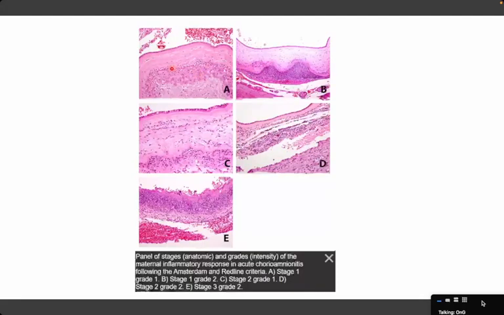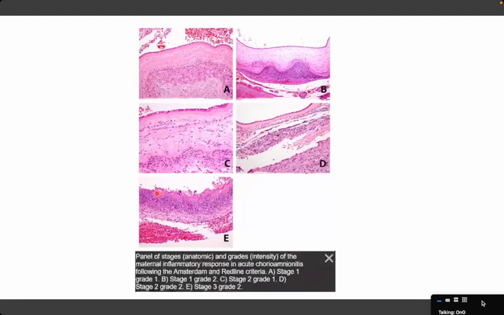A stage 1 and grade 1. This again is a stage 1, but grade 2, because you can see there's much more neutrophils within the chorion here. Then here you can see these little cells here. These are the neutrophils. This is now in the mesoderm, so that becomes a stage 2. This would be a stage 2, grade 2, because there's much more of the neutrophils.